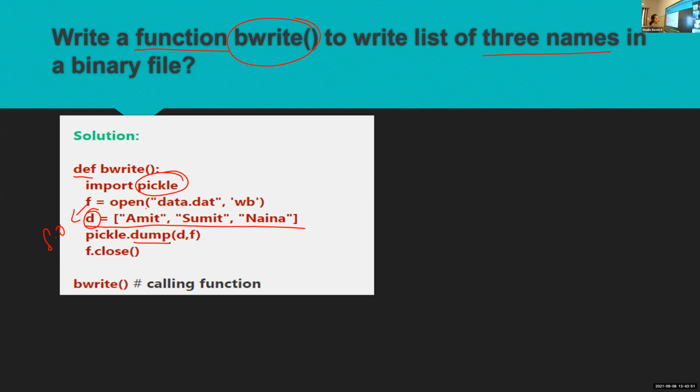Dump is the function. Dump is the function that is used to write the content of B into the file object. If you want to write the content of B into a file, use the built-in function dump. Okay, is it clear, Gauri?